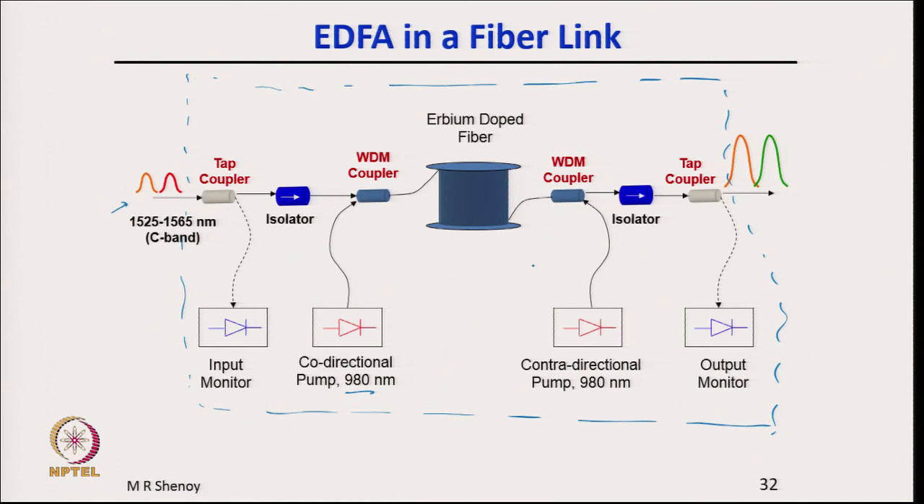The second part which is shown here is the contra directional pumping, which means pumping in a direction opposite to the direction of flow of the signal. This is called co-directional pumping, because both signal and pump are travelling in this direction, lambda s and lambda p. In this case, it is contra directional, because if we use a second pump, then the pump lambda p will go here and lambda s signal will continue in this direction, and this is called a contra directional pump. That is a typical erbium doped fiber amplifier in a fiber optic communication link.